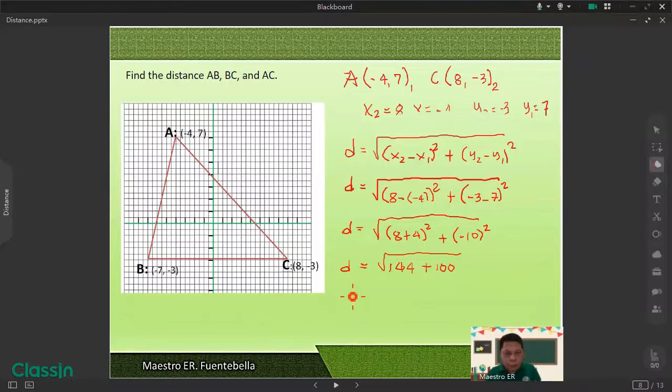So the distance is equal now to the square root of 244. So the distance now is equal to, in decimal, so let's use our calculator. So the square root of 244 is equal to 15.6. So the distance now is 15.6 units.